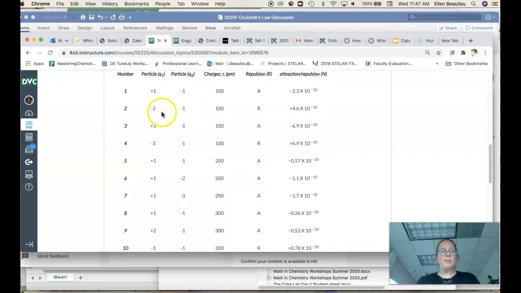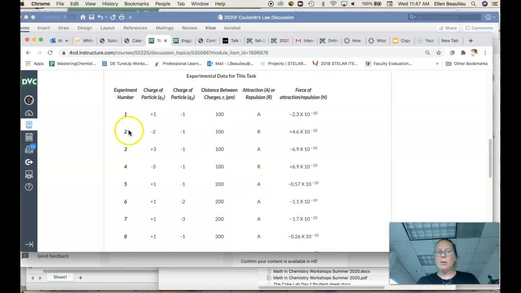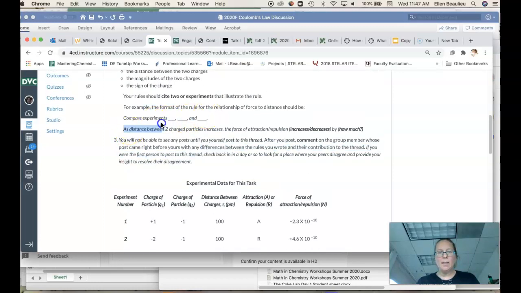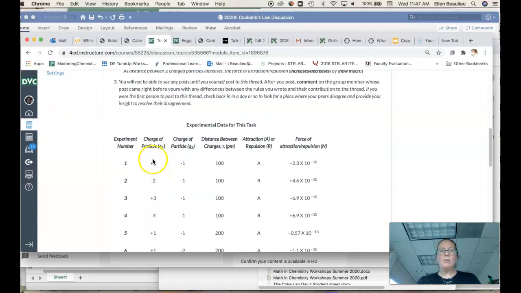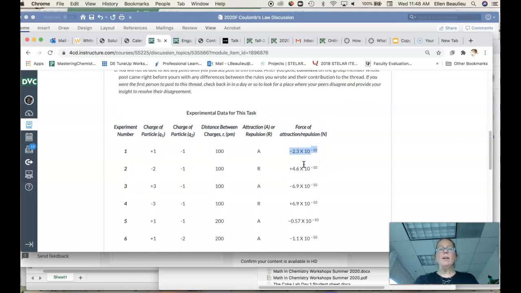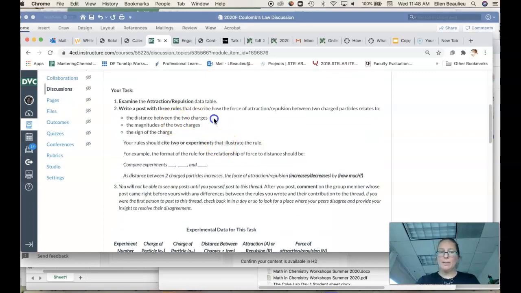Here's the experimental data. You'll see an experiment number. So when you're citing the experiment, I want you to tell me which experiment numbers you're comparing. You see the charge of 2 different particles and the distance between them. A stands for attraction, and R would be repulsion. And then here's the amount of force of that attraction or repulsion. So again, you're picking out experiments that will help you craft rules about how charged particles interact.